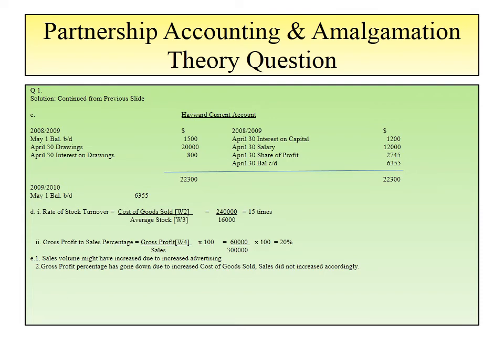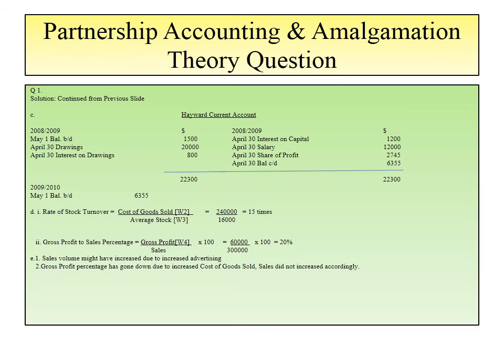Now we calculate the rate of stock turnover. The formula is given below: cost of goods sold divided by average stock. For the working, kindly consult the last slide. Cost of goods sold is 240,000 divided by 16,000 as the average stock, and that comes to around 15 times.